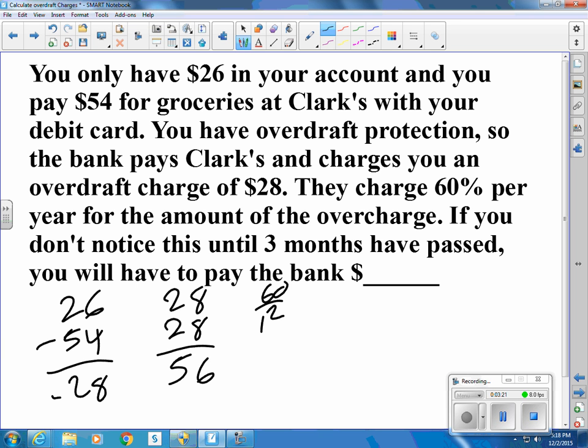But because I didn't realize it until 3 months of interest, I have the 60%, divide that by 12 months. The 60% is for a whole year, so each month would be 5%. There were 3 months, so I have to pay 15%. So 1.15, add the 15% on to the 1, multiply by the $56, tells me I need to pay $64.40.